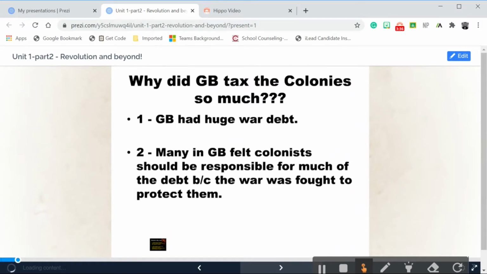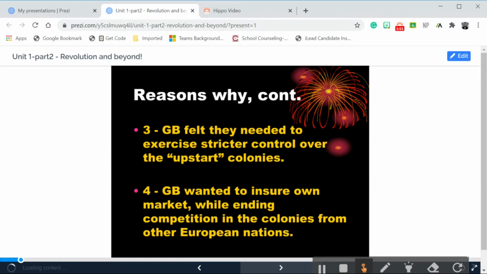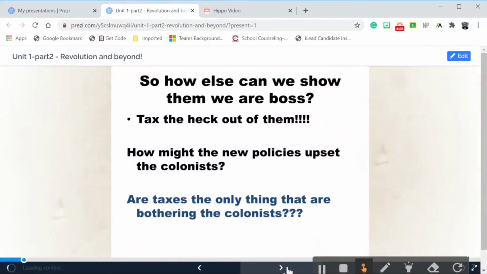Again, Great Britain had a huge debt. Meaning a lot of people in Great Britain felt that the colonists should be responsible for the debt of the war because they fought to protect them. More so, Great Britain felt they needed to have a stronger control over the upstart colonists. They wanted to ensure their market while ending competition in the colonies from other European nations. That's what it meant. Great Britain did not want competition from other nations.